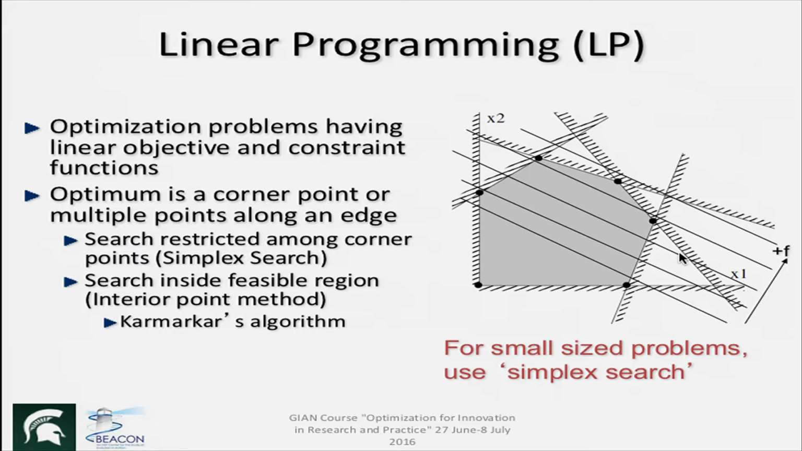So in this particular sketch, what I'm showing here is several constraints. So here is one constraint, and this side is feasible. Here is another constraint, and this side is feasible, like that. So you get an overall feasible region, okay, which is shown here shaded.